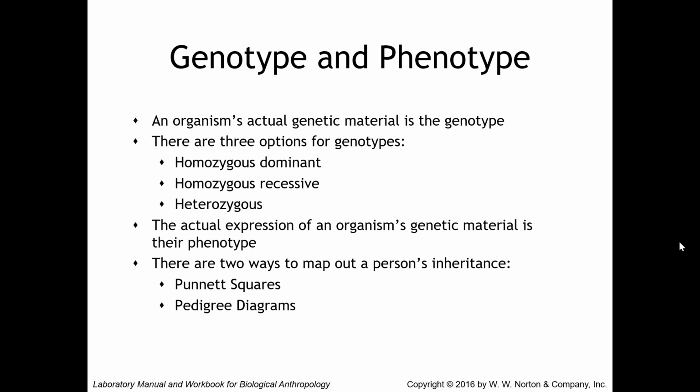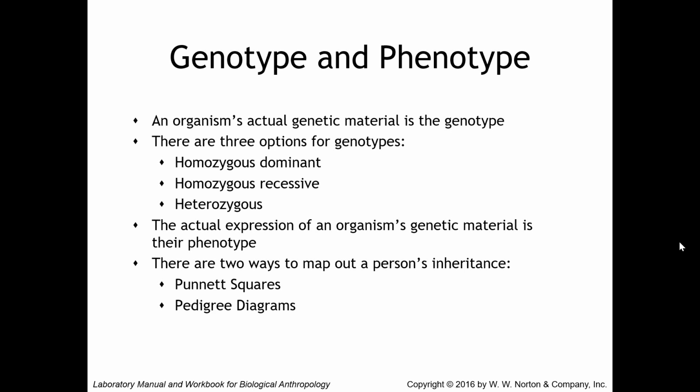We can then take that genotype and say, okay, they are homozygous recessive, so they physically express the recessive phenotype, right? So if you have their genotype, you can infer their phenotype. However, if you have their phenotype, it's a little difficult to infer the exact genotype, because a person with a dominant expression of a gene can either be homozygous dominant or heterozygous. So there are two ways to map out a person's inheritance: one way being Punnett squares and another way being pedigree diagrams.